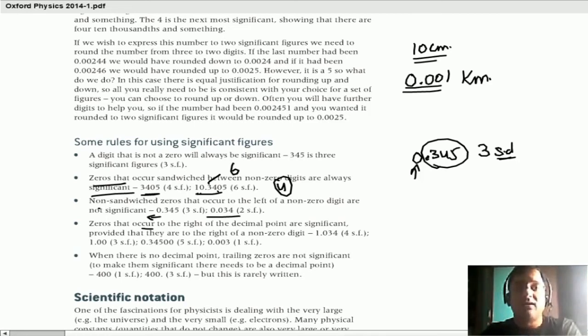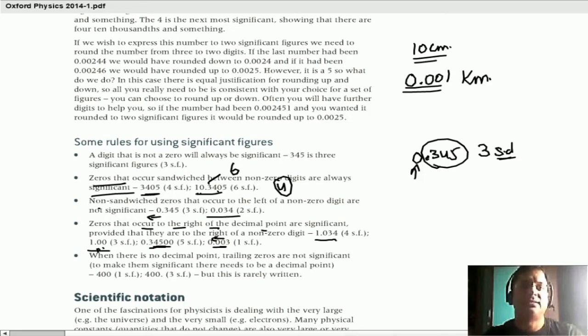Now, zeros that occur to the right of the decimal point are significant provided they are to the right of a non-zero digit. So 1.034 has 4 significant digits. 1.00 has 3 significant digits. See, after the decimal these zeros are coming, these are significant. This has 5 significant digits. And this has 1 significant digit, because these zeros are occurring to the left. So the point to note here is that all zeros after the decimal but to the right of a non-zero digit are significant, but to the left they are always non-significant.